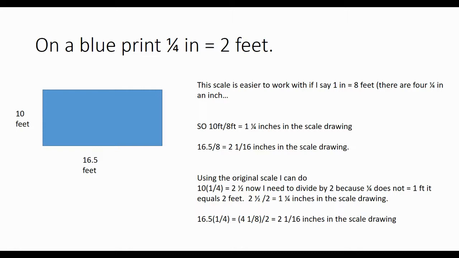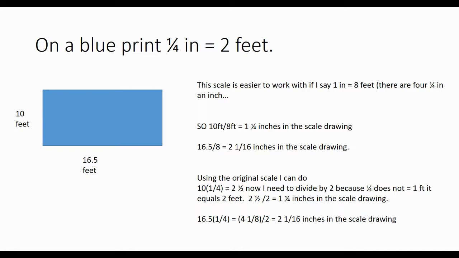So now I can say, okay, 10 divided by my 8 feet equals 1 and 1/4. That tells me that to get 10 feet in my drawing, I need to draw a 1 and 1/4 inch line. And then I'm just going to do the 16.5 divided by my 8 feet. And I'm going to get that in my drawing, it would be a 2 and 1/16 inch line. Again, you could set this up as a proportion. And you could say, okay, 1/4 of an inch over 2 equals x inches over 10, and you can cross multiply and divide and solve it that way.